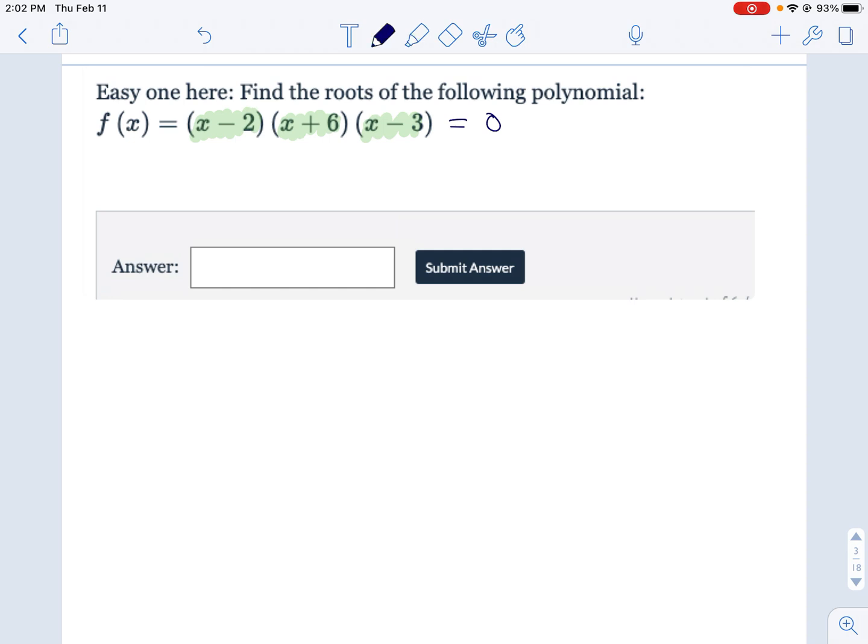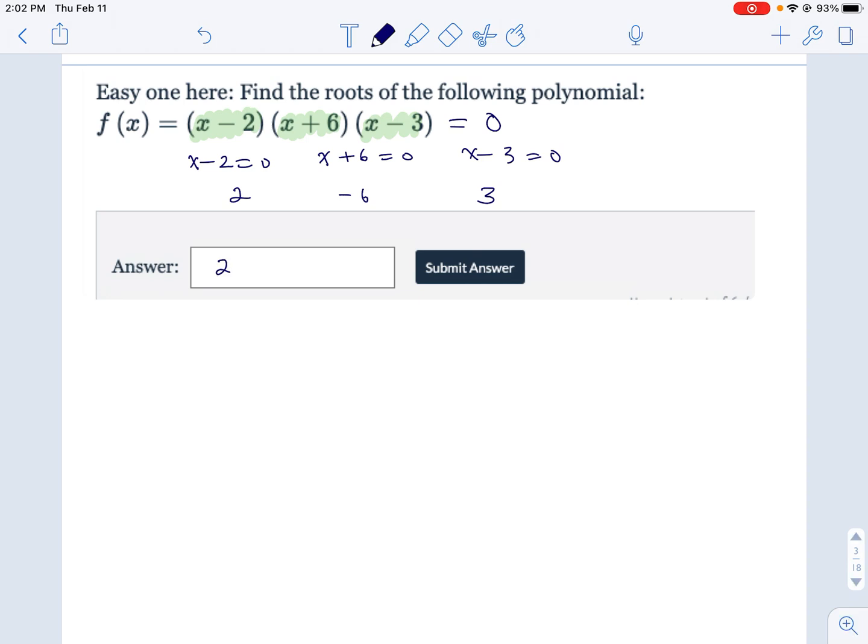So you can almost skip this step, but we set each of these to 0. We say x minus 2 equals 0, x plus 6 equals 0, x minus 3 equals 0. And when you solve them, the answers are 2, negative 6, and 3 when you get x by itself. And so those are the three roots.